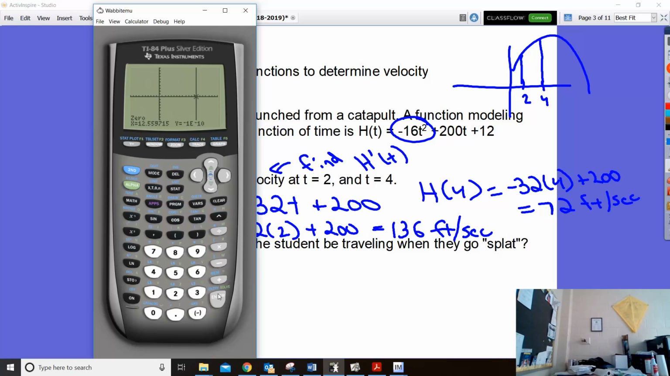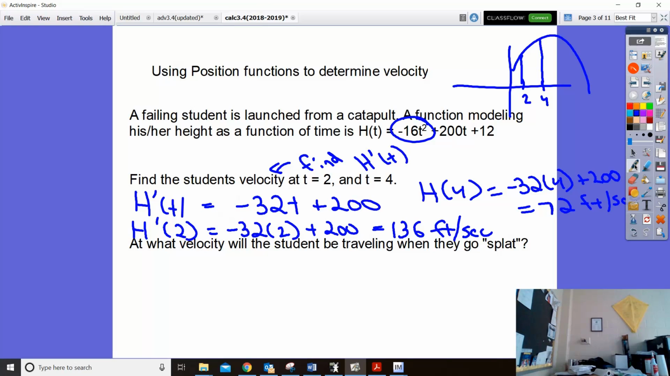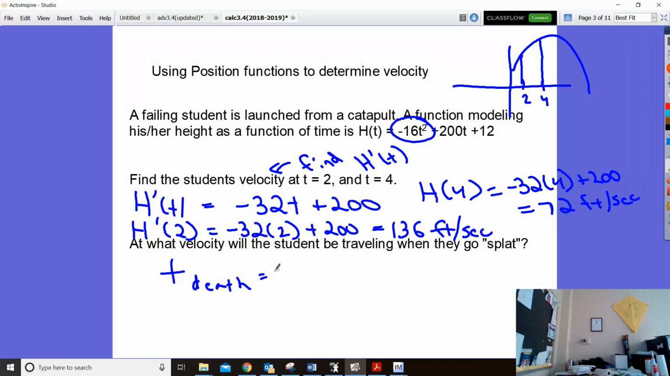Now, the way I did that with the zero function, you can always put a 0 into y2 and there's an intersect feature. It still works. It always works. The time is about 12.56 seconds. Time of death, 12.56 seconds.